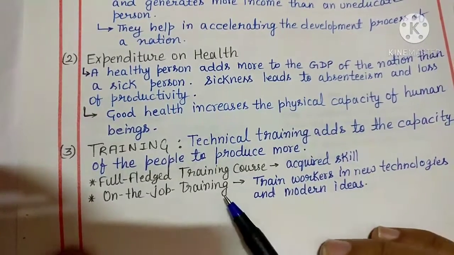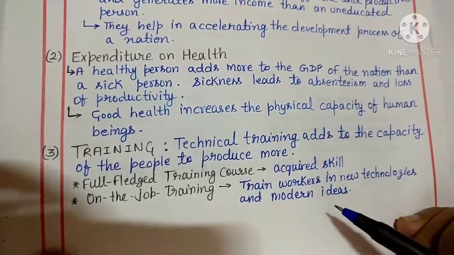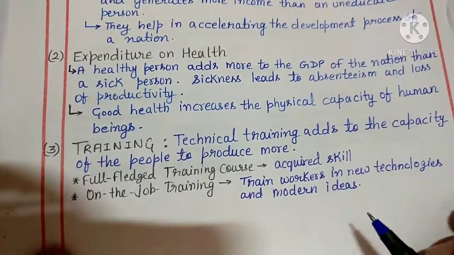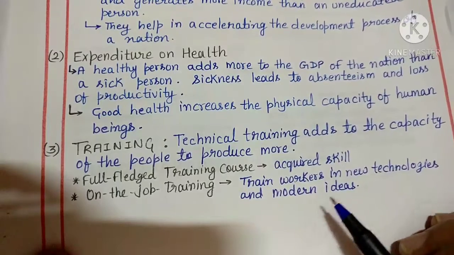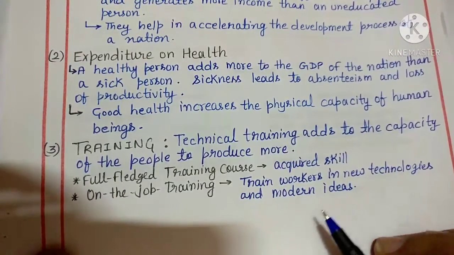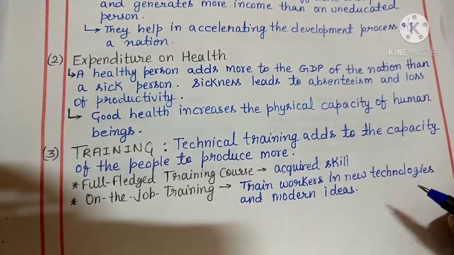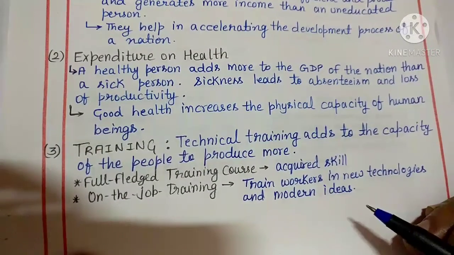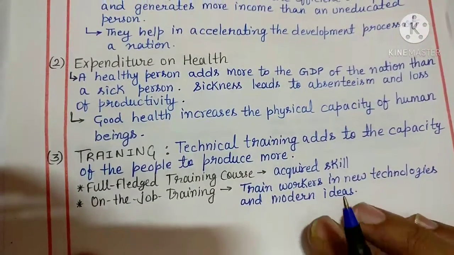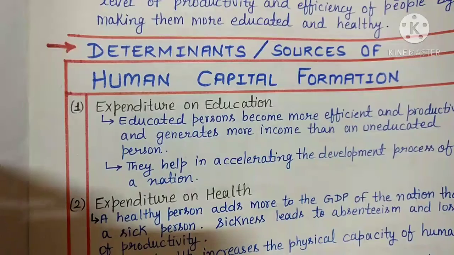On-the-job training is when we are doing the job, and at that time our institution sends us outside, or even within the institution they give us training sessions from time to time that train workers in new technology, which helps us become familiar with the technologies and new ideas, so that we can be more skillful in our field. So these three are the determinants and sources of human capital, and there are more. Let's learn about them also.